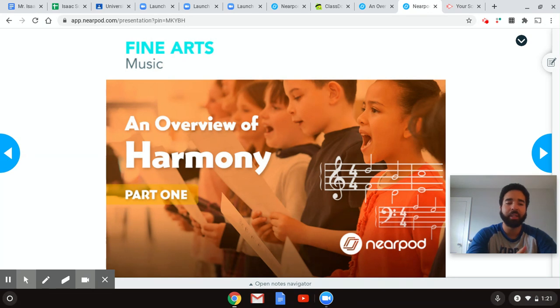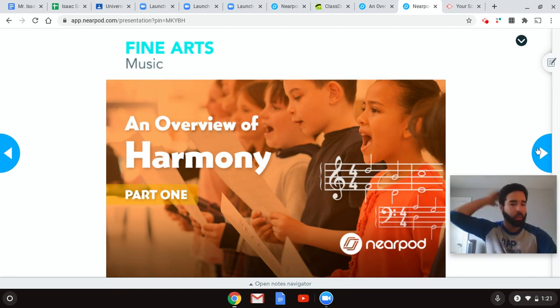Harmony is the sounds in the music that you hear that isn't the melody. So obviously, it's not just melody the whole time. Otherwise, it would be kind of boring. You got to hear the backup vocals or the backup instruments that make the music just that much more interesting. So we're going to dive into harmony. Hopefully we can get through it in 2 Nearpods. If not, that is okay, but that is my goal for the day.